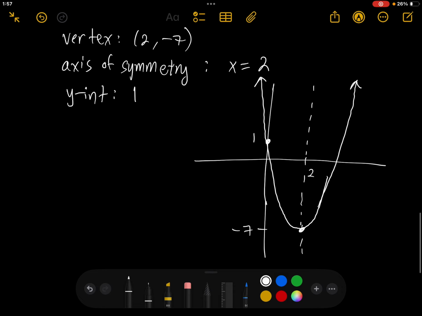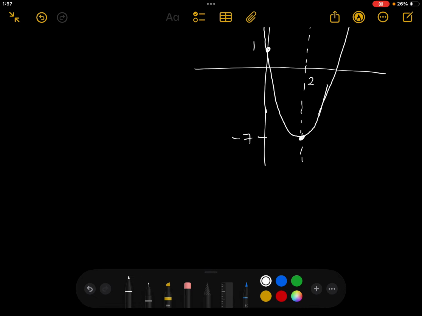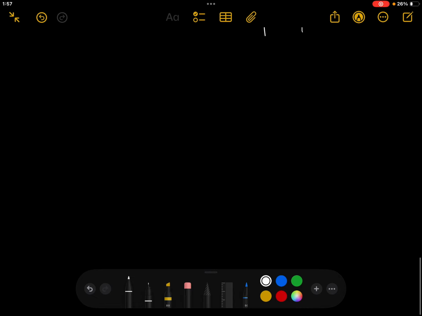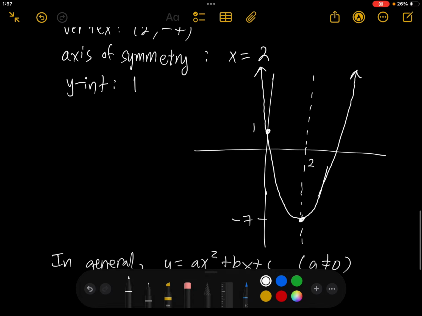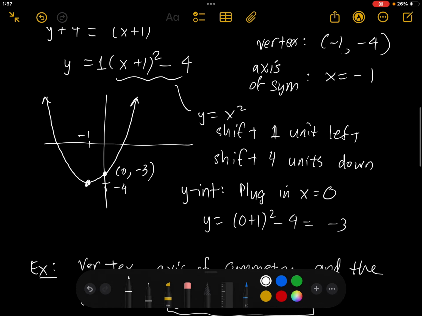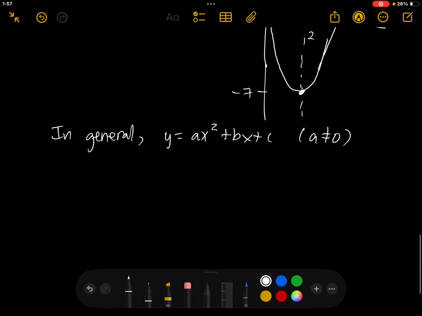Now that we've seen some examples, let's see the general equation for the vertex. So let's start with the general form y equals ax squared plus bx plus c, where of course a is not equal to 0. And what we're going to do is find the vertex and the axis of symmetry. In the two examples we've done, these were special cases with a specific a, b, and c. Now we're just going to work with general numbers a, b, and c.